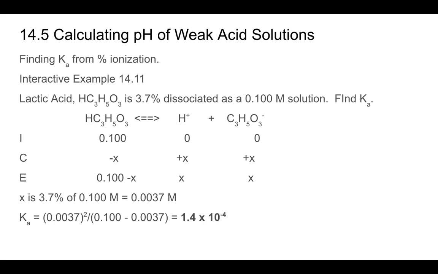So we know that the x is 3.7% dissociation compared to 0.100. 3.7% of 0.1 is 0.0037. So our Ka is x squared over 0.1 minus x. Plugging in 0.0037 for x, we get a Ka of 1.4 times 10 to the minus 4.